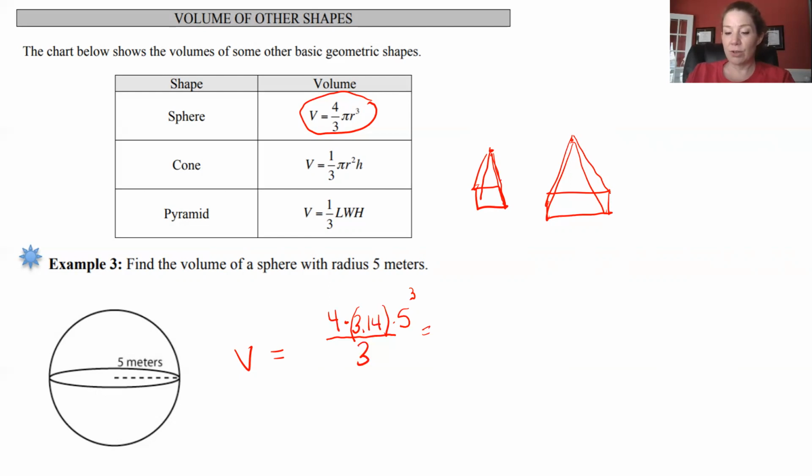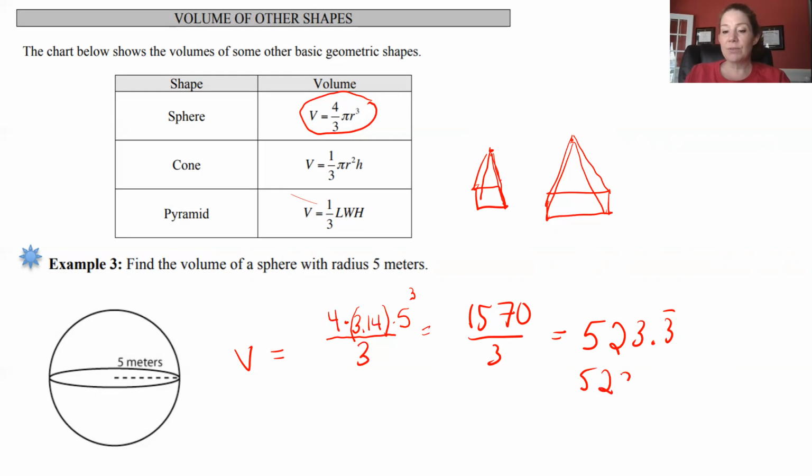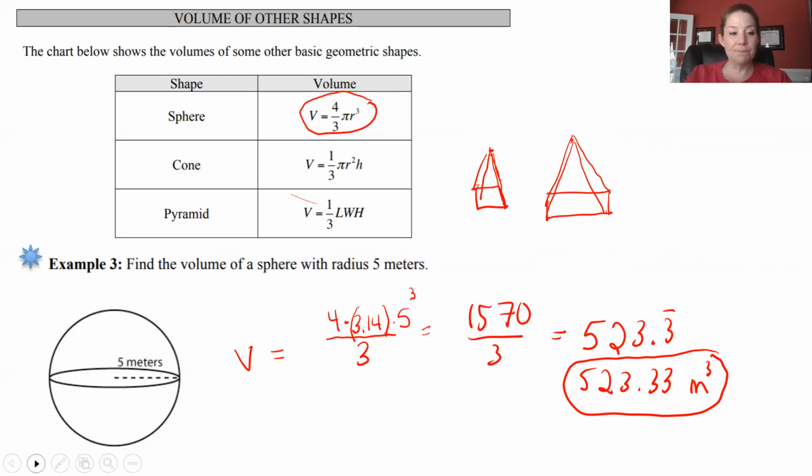5 raised to the 3rd power. So we have 1,570, and then the last thing we're going to do is divide by 3. And we get 523 point repeating 3. So if it says normally round to the nearest tenths, it'd be 523.3, or if it said hundredths. And then since it's volume, your units are cubed, okay? So you just use that formula, stick everything in it, and you'll get the right answer.